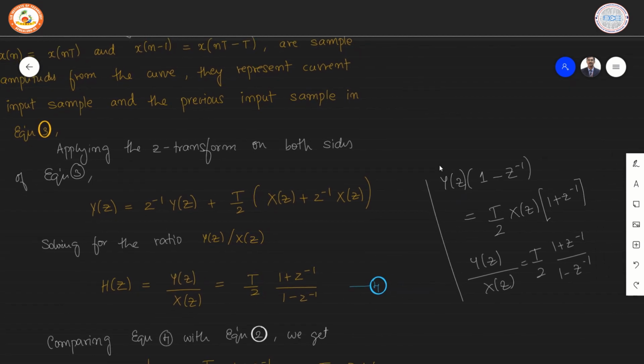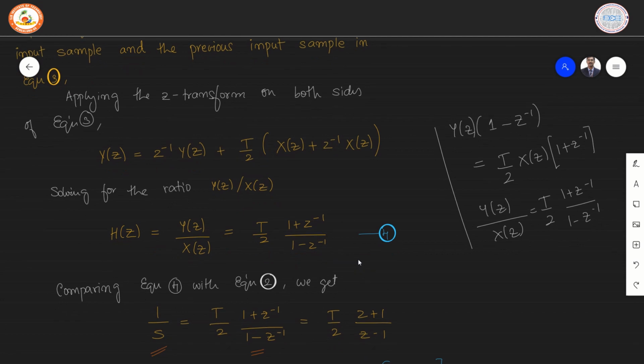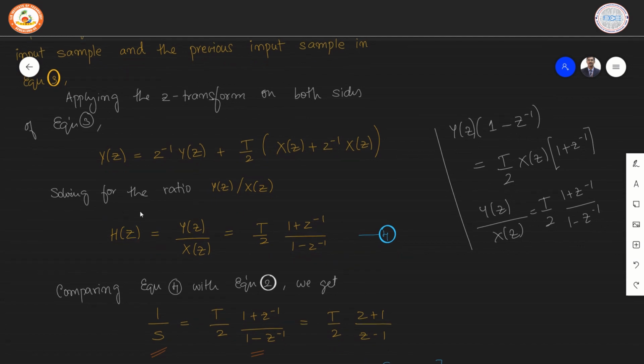So first we gather the y of z terms together, and on the RHS we collect the terms with x of z together. Then we take the ratio of y of z by x of z and take all the other terms to the RHS. And hence we obtain the result T by 2 times 1 plus z power of minus 1 divided by 1 minus z power of minus 1. So this equation 4 is providing you with the transfer function in the digital domain.